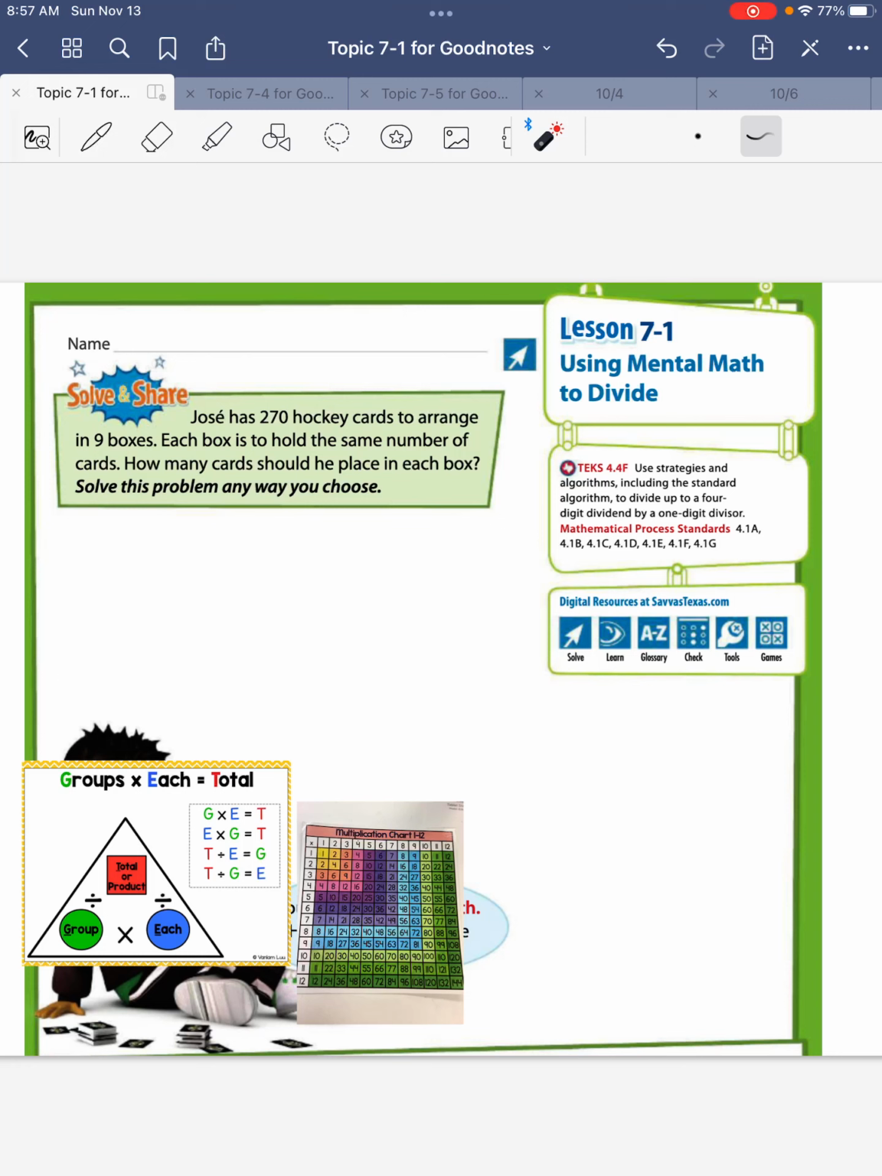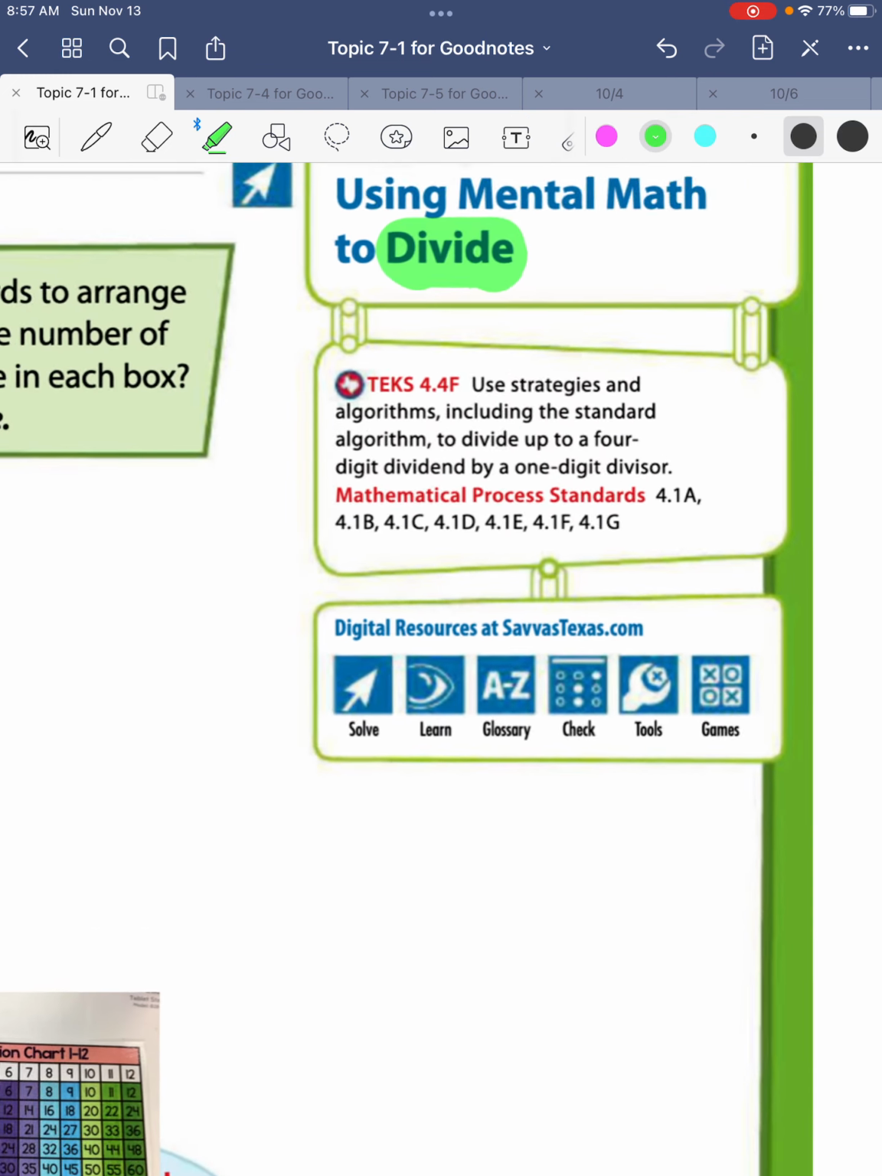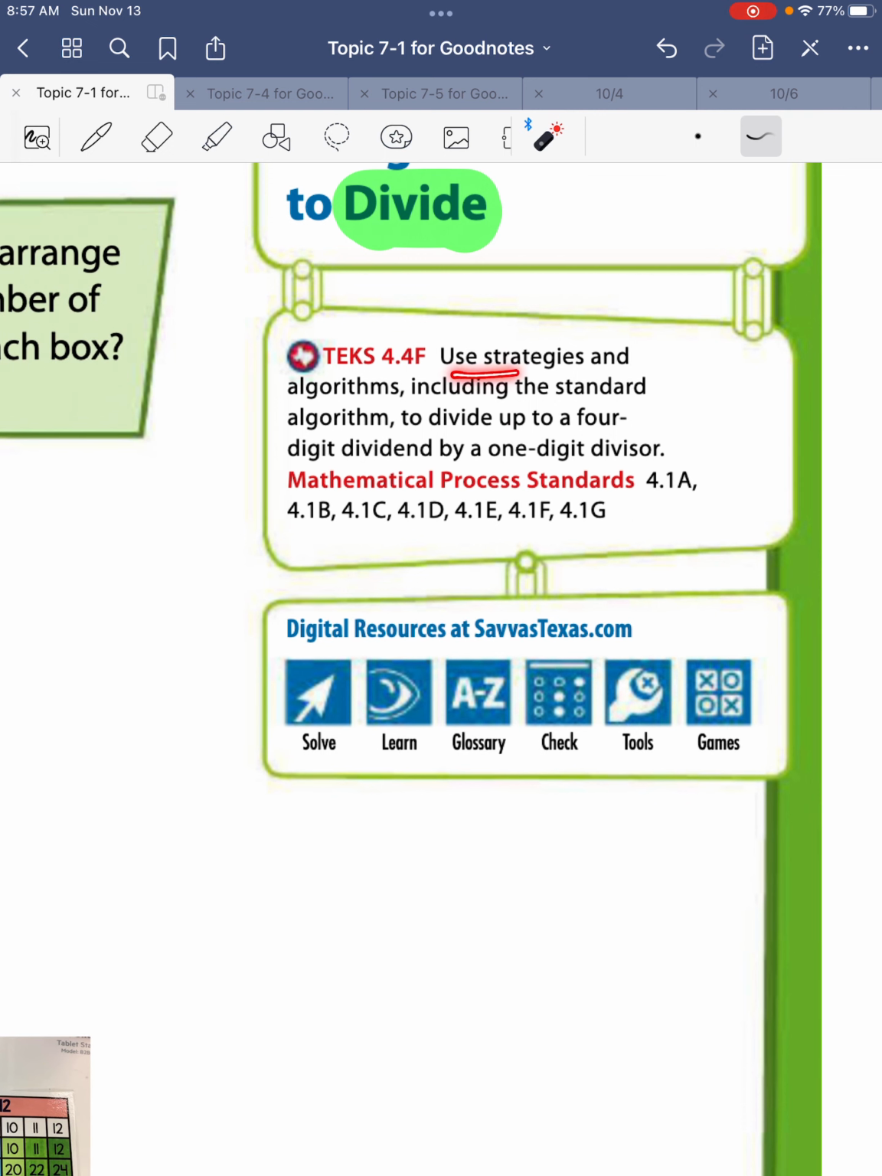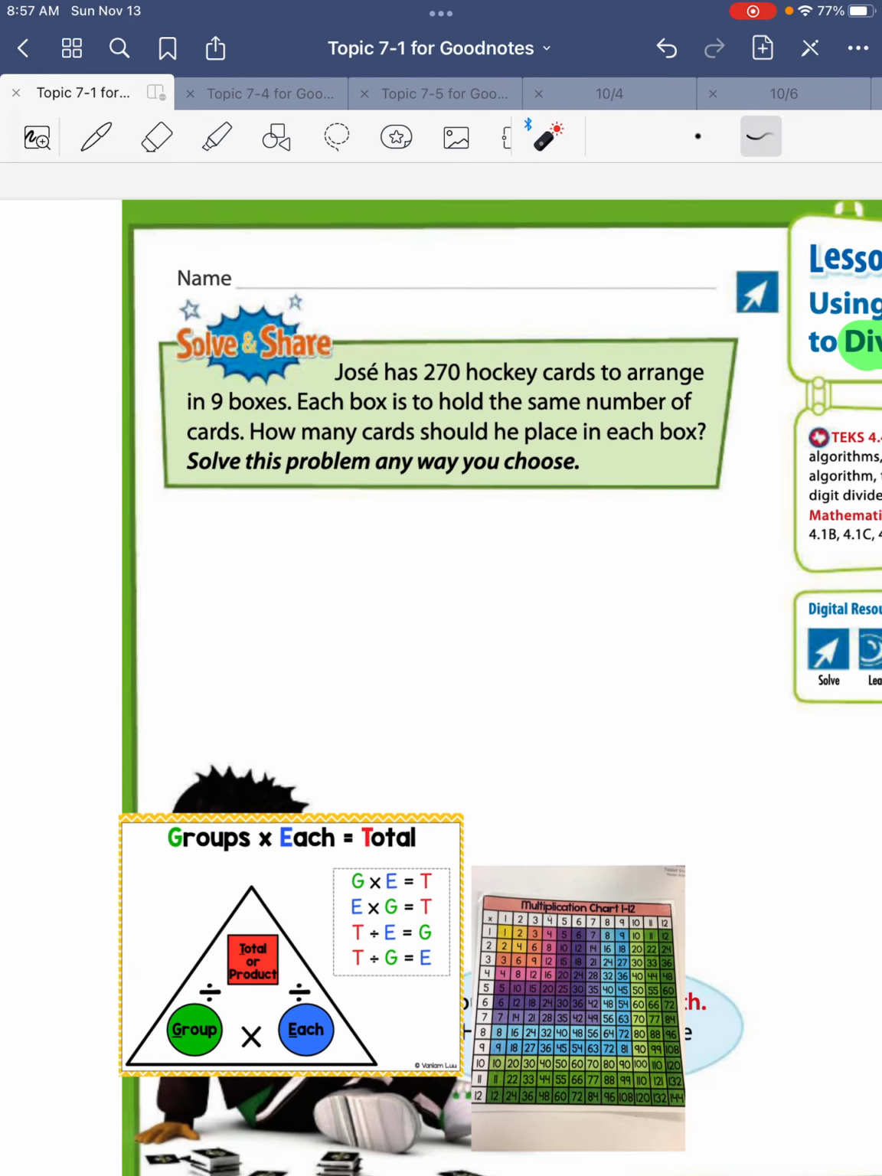Hi boys and girls, so I'm doing lesson 7-1, using mental math to divide. So we're going to be going into division this week. We're going to use strategies and algorithms, including the standard algorithm to divide up to a 4-digit dividend by a 1-digit divisor. Okay, so let's read our problem.